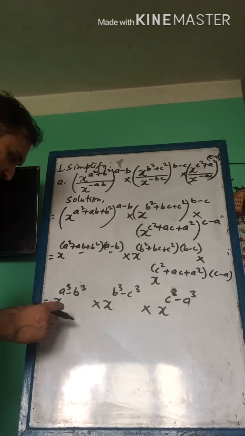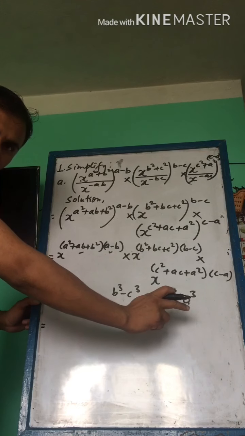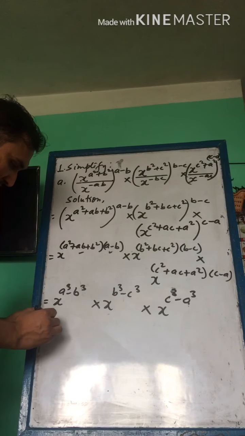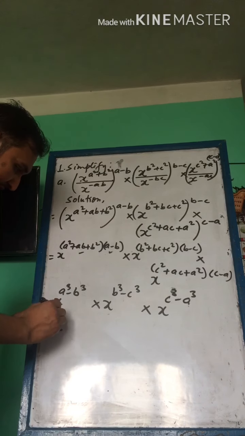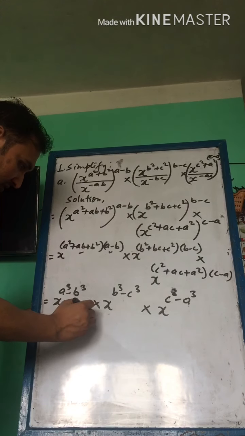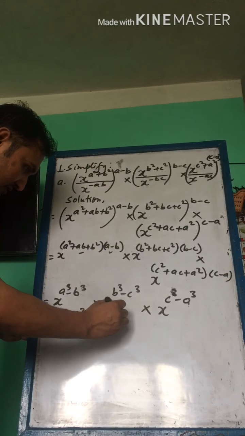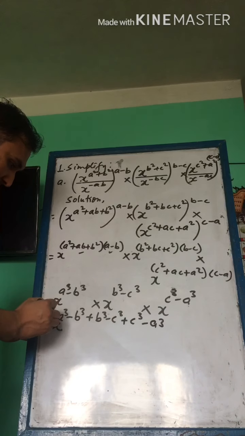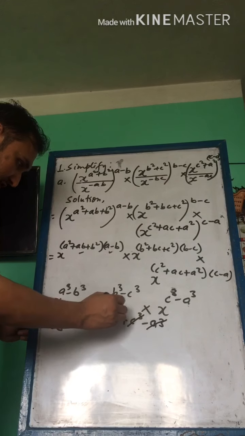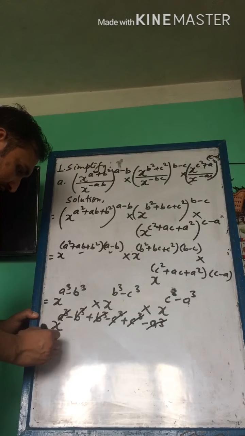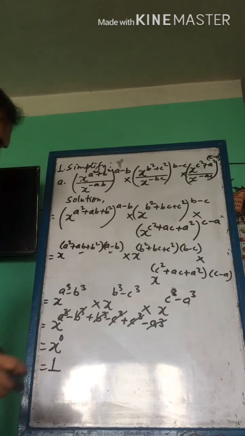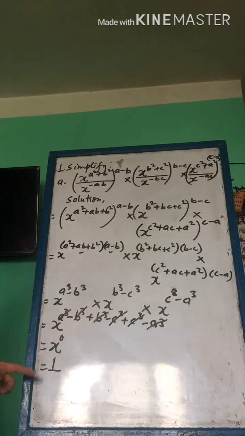Now look here, the indices having the same base are in multiplication form. They have the same base x and are in multiplication form. Then what will be the product of this? How will you find it? Keep the base the same and add their powers to get the answer. This power plus this power: a cube minus b cube plus b cube minus c cube plus c cube minus a cube, equals x to the power 0. If any quantity has power 0, its value is equal to 1. That's why the result of this type of question is 1.